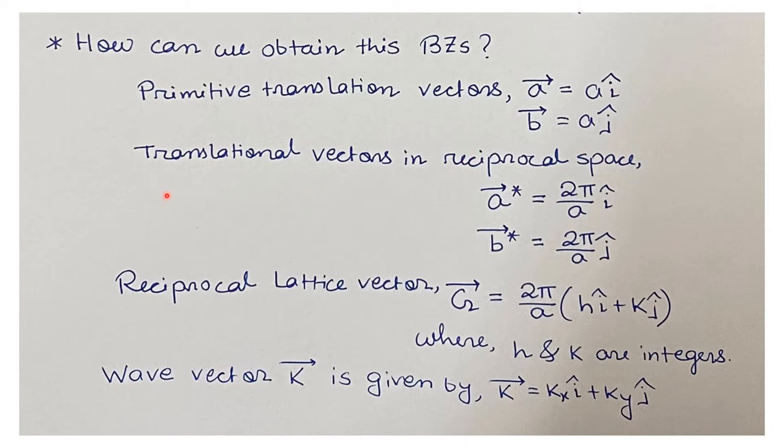The corresponding translation vectors in the reciprocal space, that is in the K space, will be a star vector equals to 2 pi by a along i cap direction and b star vector equals to 2 pi by a along j cap direction. So by knowing these a star and b star vectors in the K space, we can construct the reciprocal lattice vector, that is G vector equals to 2 pi by a times (h i cap plus k j cap), where h and k are integers. And the wave vector in the K space, that is K vector, is basically kx i cap plus ky j cap.